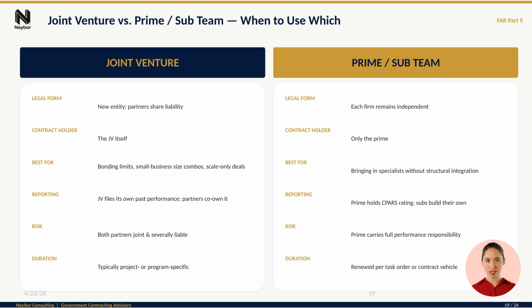There's no universally right choice. It's a function of the deal economics, the capability mix, and the strategic relationship between the firms.